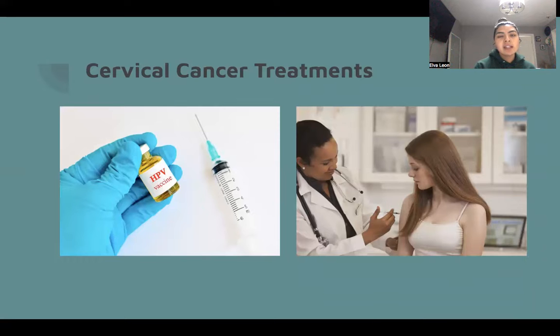Some treatments include the HPV vaccine, which children can get between the ages of 11 and 12, but they can also get it as early as 9 years old. You can also take continuous PAP smear exams and consult with your doctor.